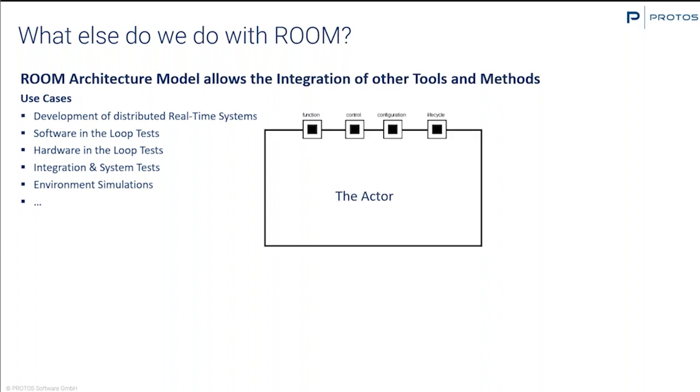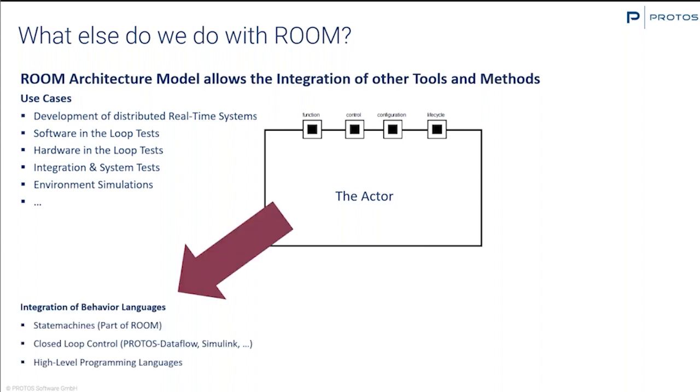In the center, we always have the actor with its different ports for different roles, for example, a functionality, a control, a configuration, and the lifecycle port. By that, we get a really good separation of concerns and a really high reuse of components and interfaces. And we can integrate into the actor different behavior languages like state machines, which are part of Room. With our PROTOS data flow language, you can integrate generated Simulink code, for example. You can integrate high-level programming languages. So you can decide how you want to implement something inside here.